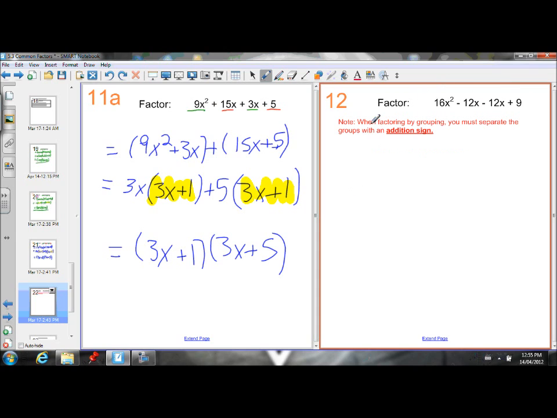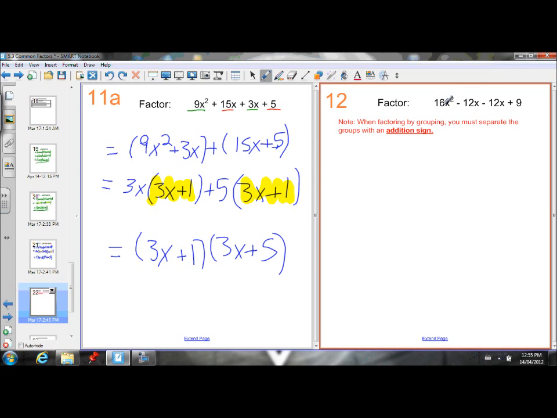So just a quick reminder, when we factor by grouping, we have to separate the groups with an addition sign. That's an important part, because separating it with an addition sign keeps it equivalent. When we add polynomials, we just drop the brackets, and we're back to our original question. So let's keep that in mind when we do this question.